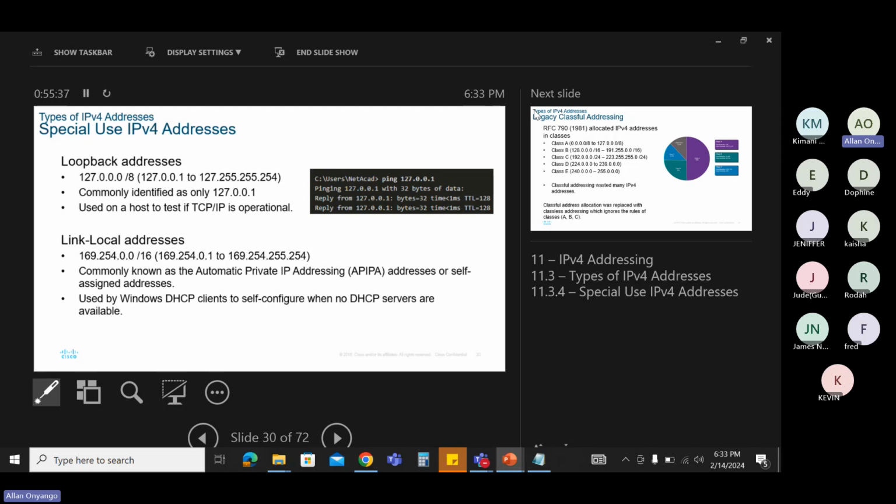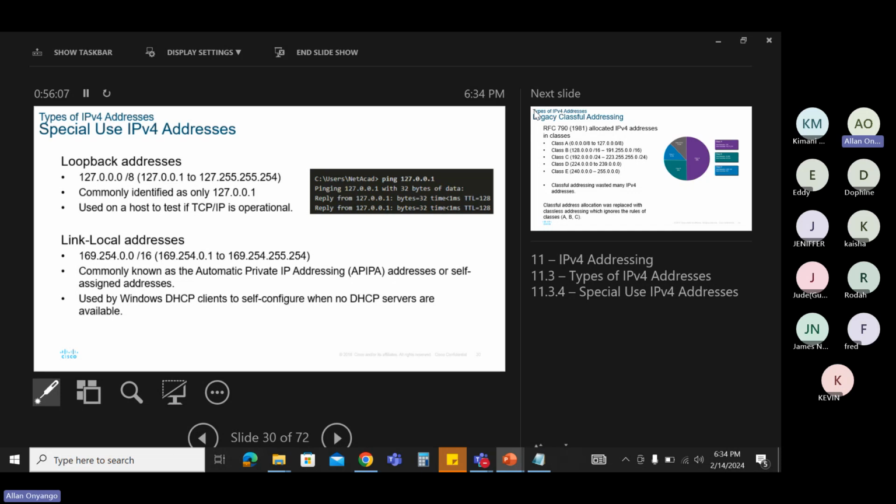You actually use it if you want to test that your PC is well configured with the IP. You just go to the CMD and ping. The common one is 127.0.0.1. If you ping that IP, it's like you are pinging the PC itself. If you get a reply, that shows you that your PC has been well configured with the IP addresses. That's why we say it is used on a host to test if TCP/IP is operational. Basically, if the IP addresses configured are operational.